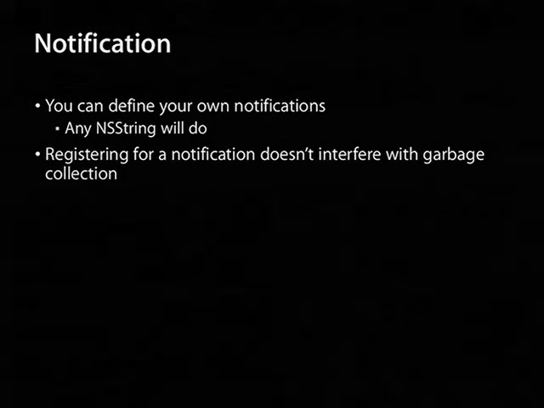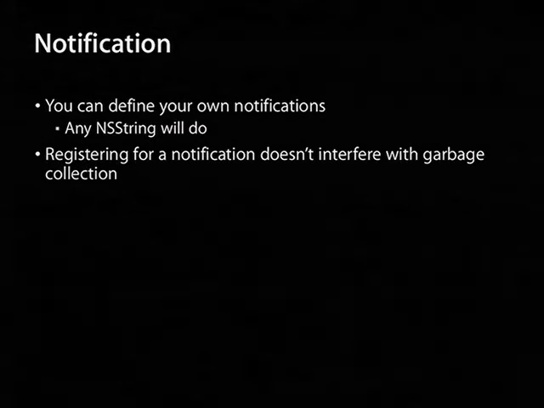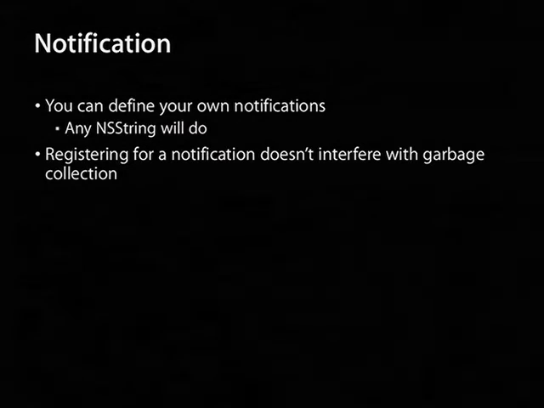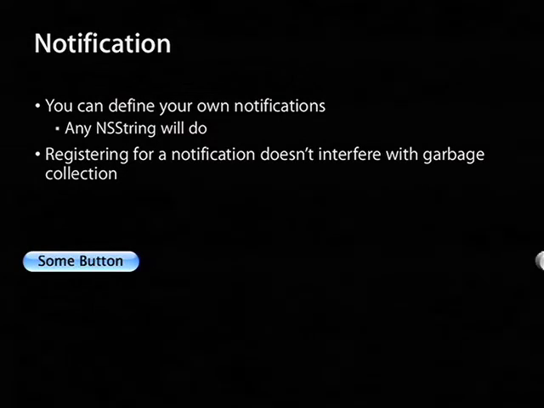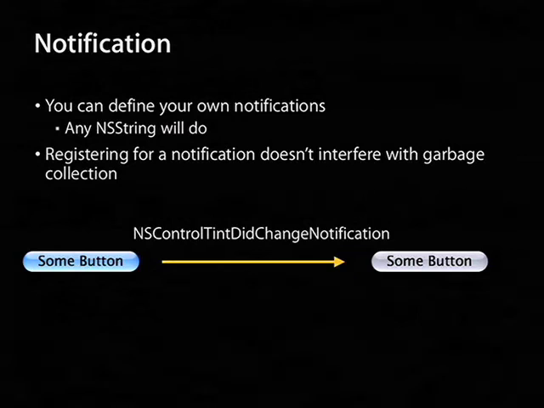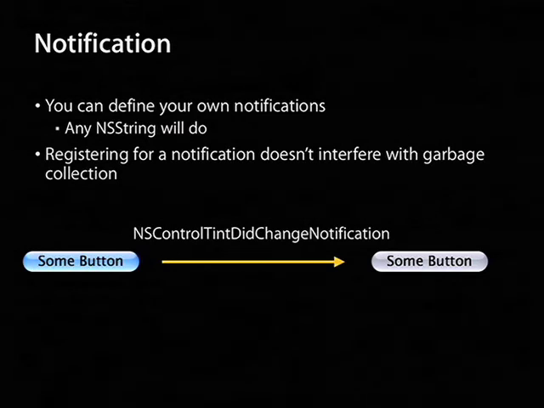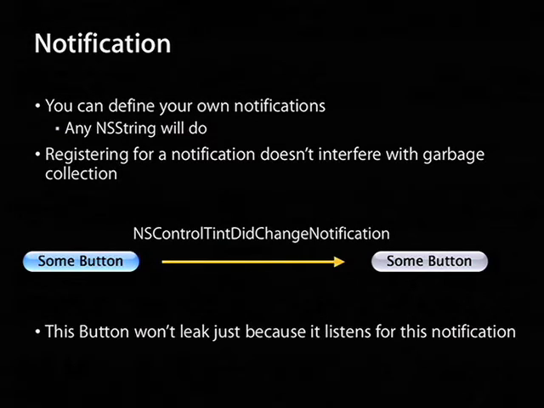And a nice property of notifications is they don't interfere with garbage collection. So for example, in C#, it's common to have an object listening for an event, and then that object is never collected. It just gets leaked. So for example, say you have a button, and it wants to listen for the NSControlTintDidChange notification. So this is a custom subclass of button, and it needs to draw differently depending on if the user selects aqua or graphite in the appearance preference pane. And by listening for this notification, you can be told when the user changes this, and you can change the way you draw. This will not prevent the object from being garbage collected. So the object can still be collected even though it's listening for this notification.